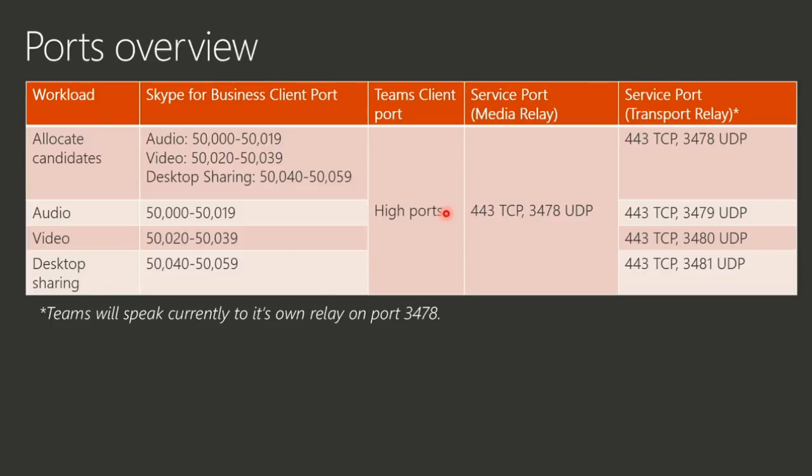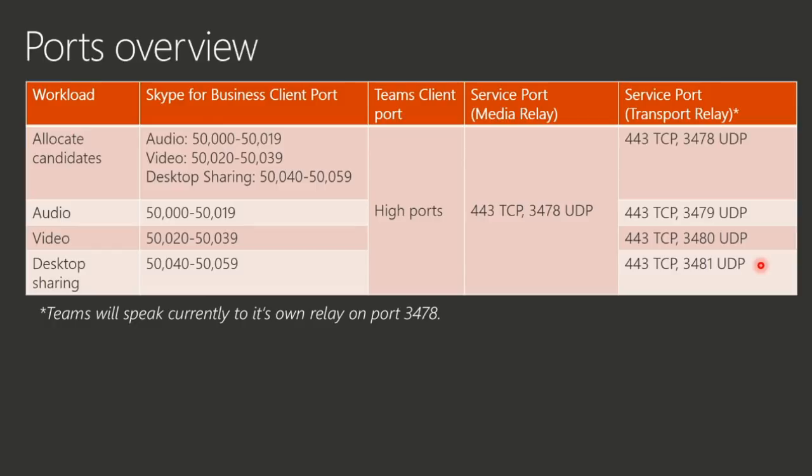For Teams, it's at the moment a little bit different. The Teams client as a source port will always use the whole high port range, 1024 and up. We plan to change that. We plan to have a similar implementation like Skype for Business so that you can actually look at the traffic and say, oh, that's 50,018, so I know that must be audio. Not today, but soon.